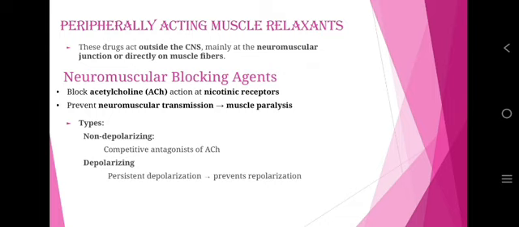These neuromuscular blocking agents are a type of peripherally acting skeletal muscle relaxant. This peripherally acting skeletal muscle relaxant is classified into two main types. They are neuromuscular blocking agent and directly acting peripherally acting skeletal muscle relaxant. First, we have to see about the neuromuscular blocking agent.